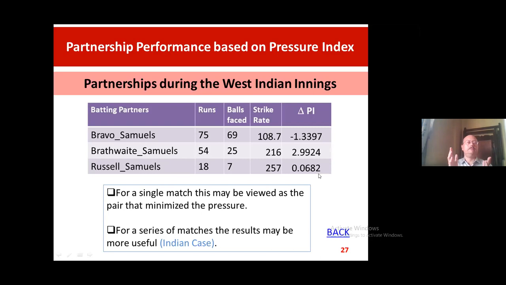So you see, the way we are looking at the match is not exactly in terms of strike rates or just runs scored. It is also the situation of the match. And depending on that, even a higher strike rate may be valued less in terms of what kind of pressure we are facing.